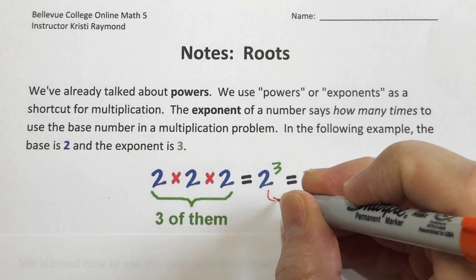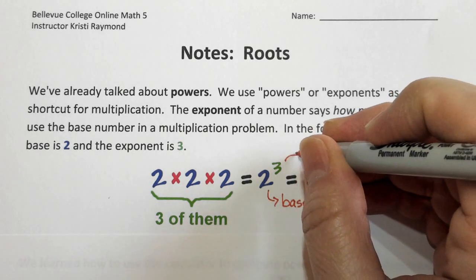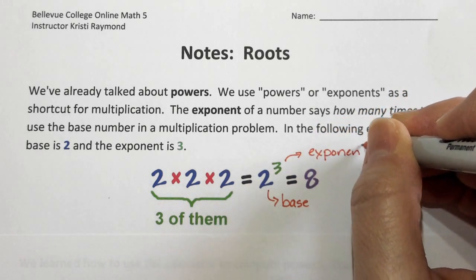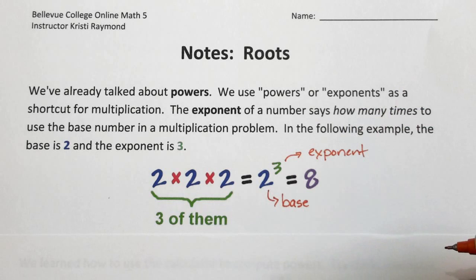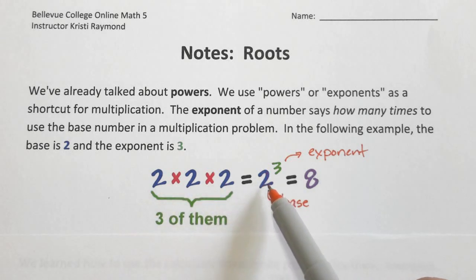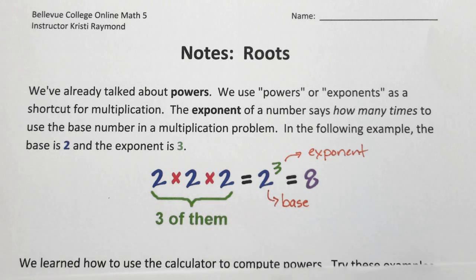And we talked a little bit about what the base was. That's this larger number here. And the exponent is the smaller number up at the top. So in this example, the base is 2 and the exponent is 3. This says that 2 times 2 times 2 is the same thing as 2 to the power of 3. You have 3 of the 2's.